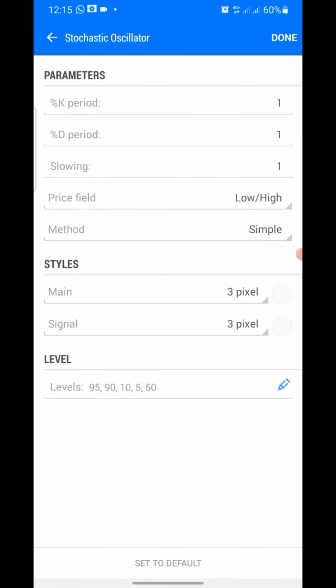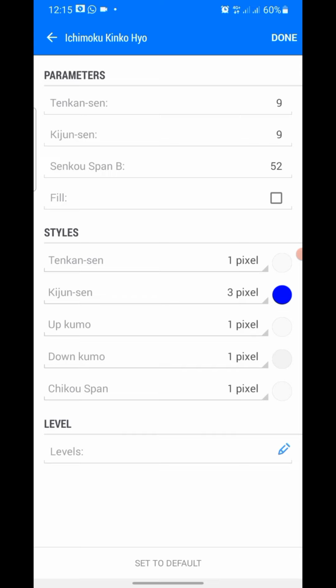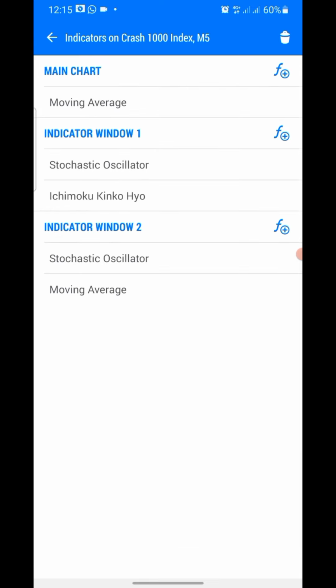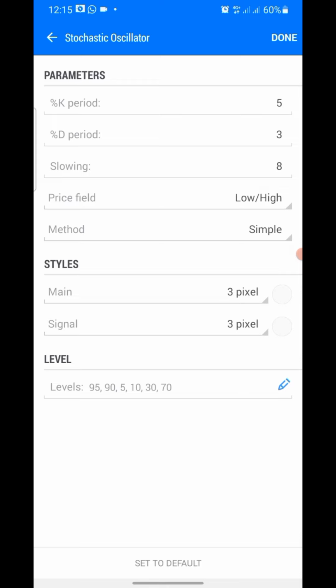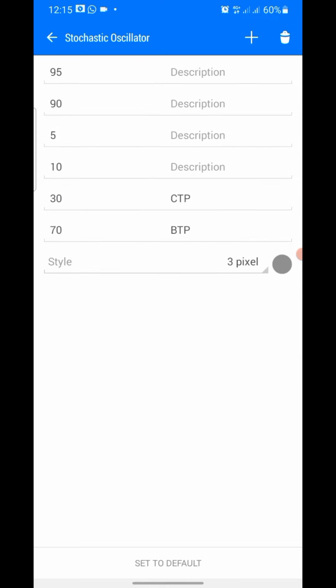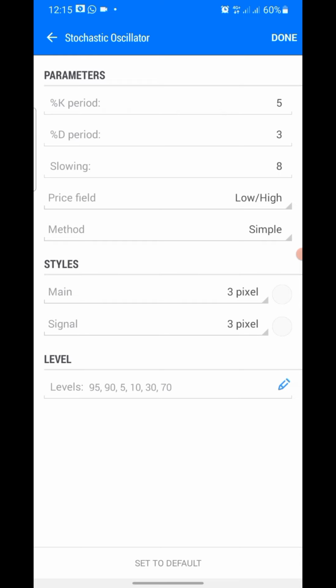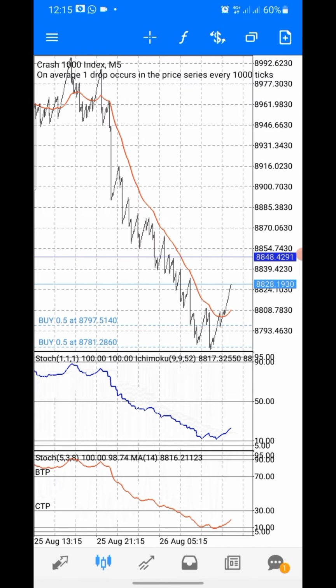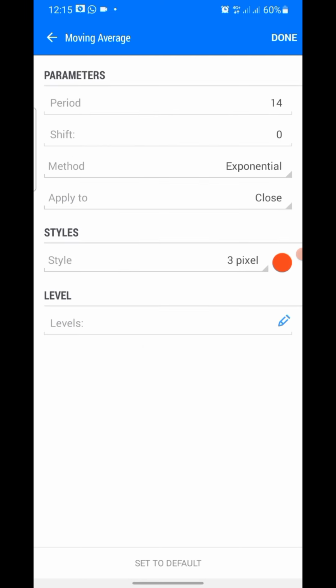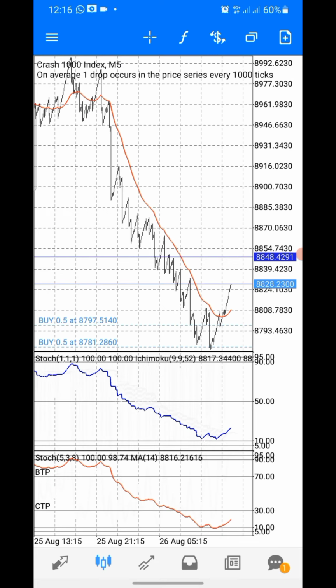I can just quickly show you guys. This is the Ichimoku, still the same settings. And indicator window 2, this is it. These are the levels for indicator window 2 for the stochastic oscillator. You can pause and take a screenshot of it, and you click done, and this is the moving average. The same thing with the spike catching strategy. The only difference is on the indicator window 1, the stochastic oscillator.